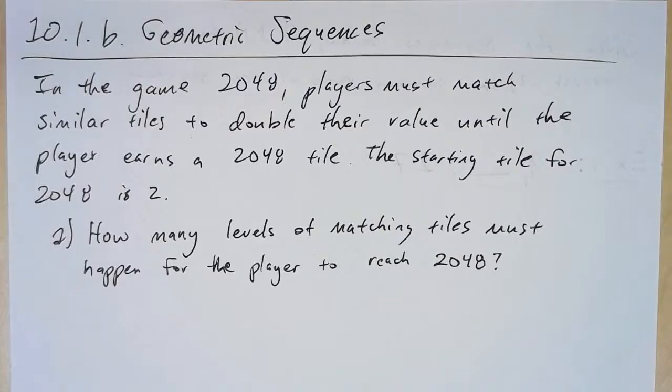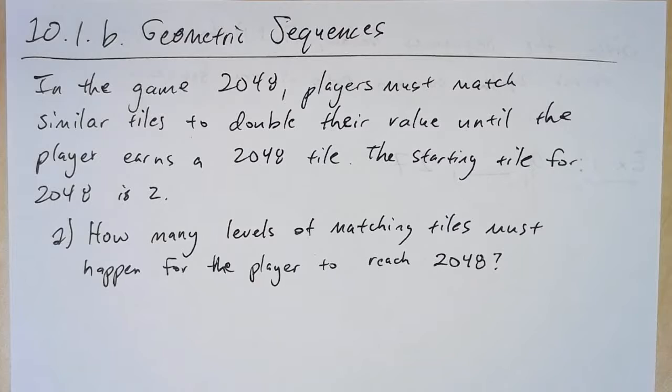Alright folks, today we're working on 10.1.b, which is geometric sequences. This is the second major kind of sequences. And remember, last time we had arithmetic sequences, which is where you add or subtract the same amount each time. We'll talk about what geometric sequences are this time. In addition, we'll also talk about how to find some missing parts of them.